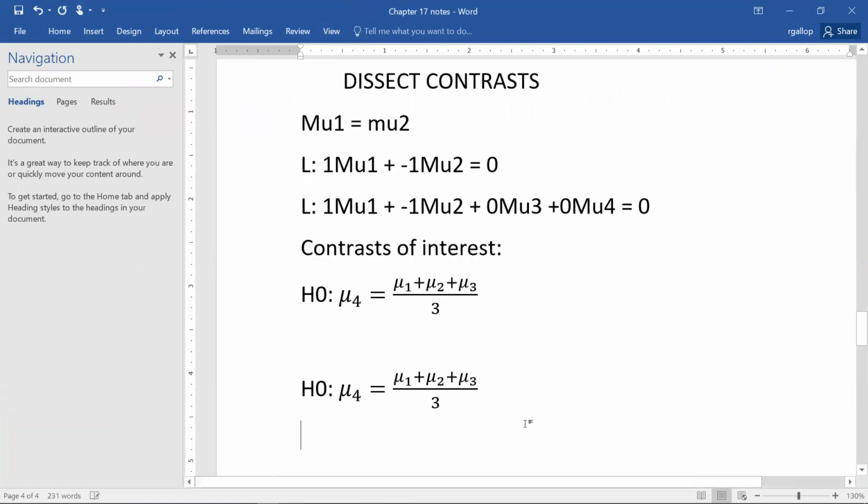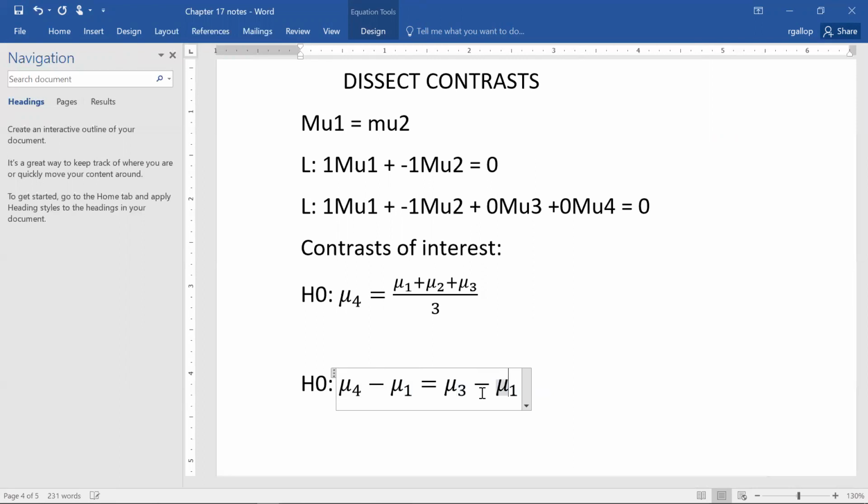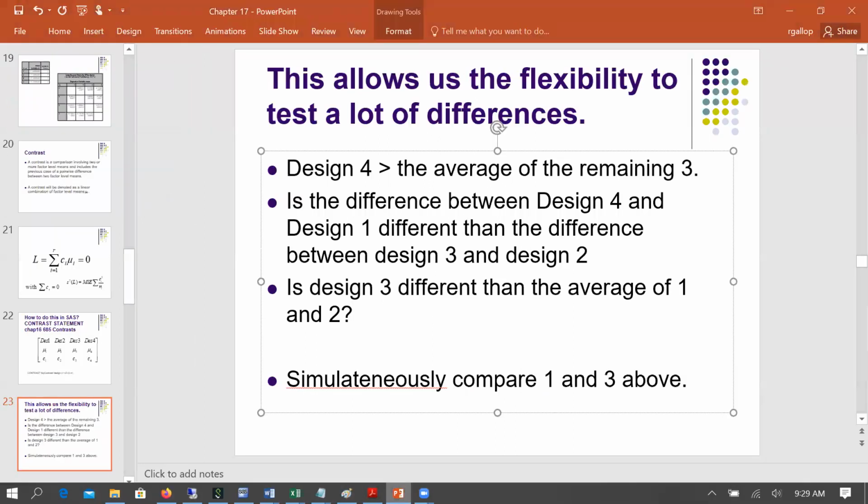as the next equation. So that's mu4 minus mu1. So the difference between design 4 and design 1, different than the difference between design 3 and design 2. So we go there, that's the second contrast. That's the second contrast of interest.